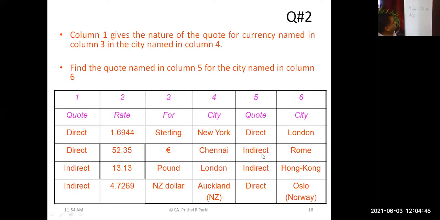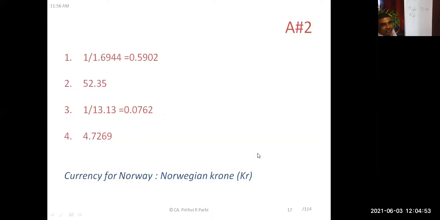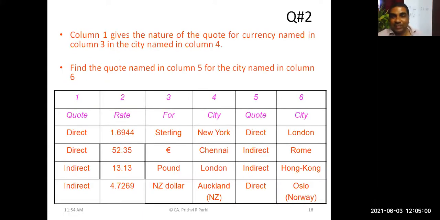Rupee by euro is already given, 52.35. Twice the same thing. Okay, that is the confusion. Now you see, if you take the inverse, it is the same 52.35. Now you have understood, if you by mistake inverse it, you will be taking a wrong decision. That's the confusion in international finance.